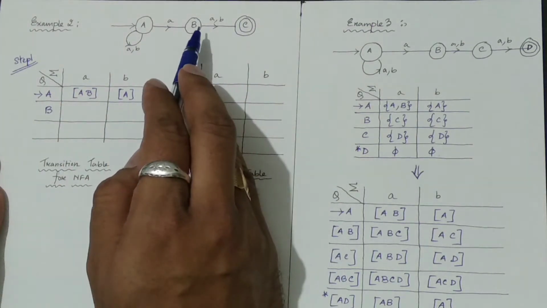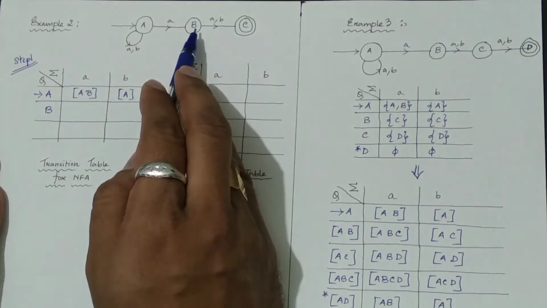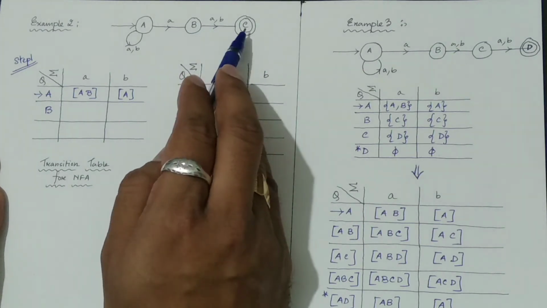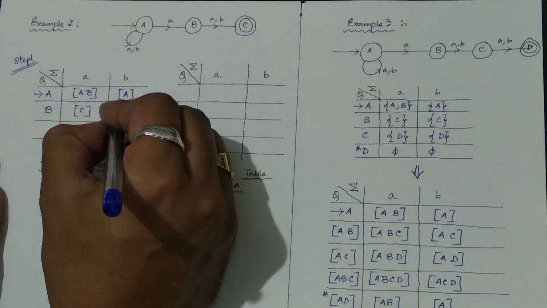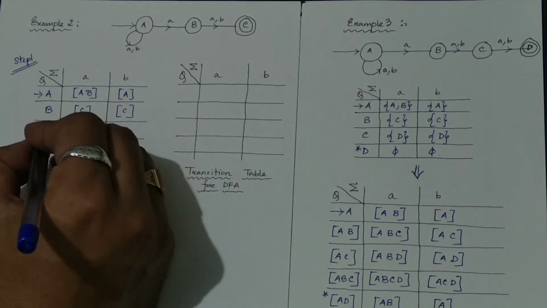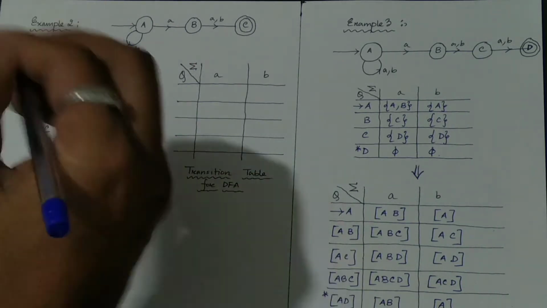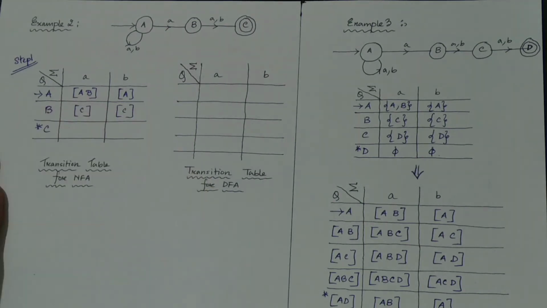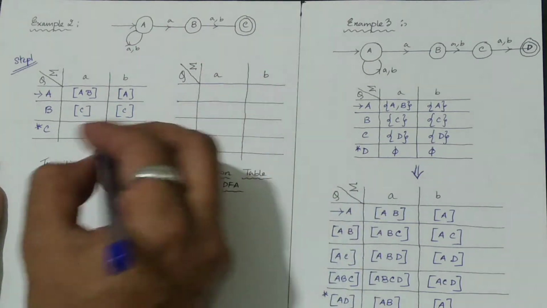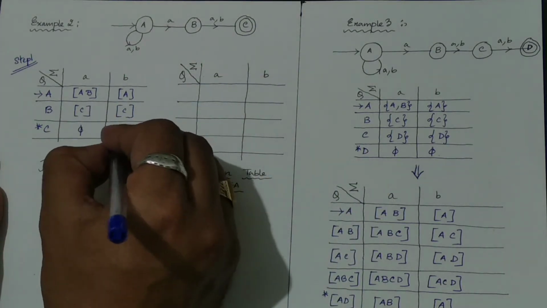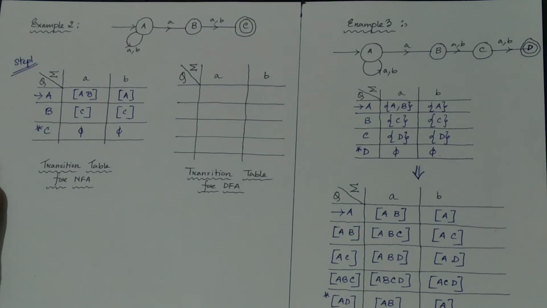Now B on seeing A, it is going to C. B on seeing small letter b, it is going to C. So for both the symbols, it is going to C only. Clear? And finally, we are left out with C. C being the final state, so I am marking it with a star. So C has no input transitions, right? So that means it will be phi, null. So my transition table for NFA is done.